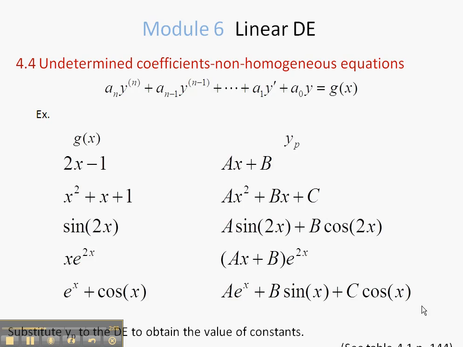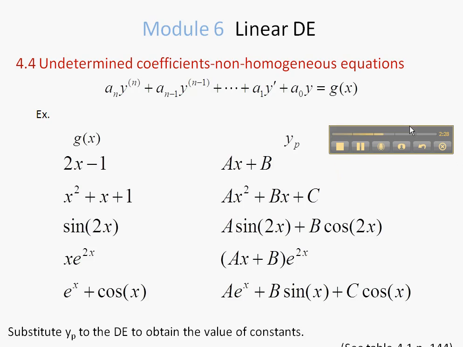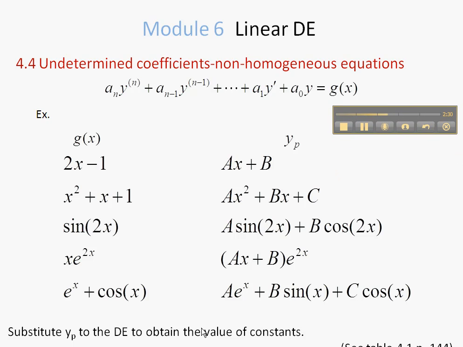There are more of these examples in table 4.1. It's not going to show very well, but page 144 in table 4.1 gives you more examples of educated guesses for this yp.